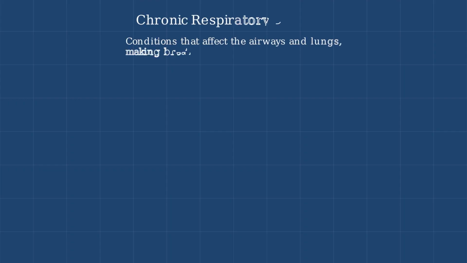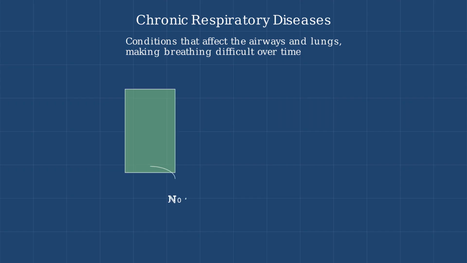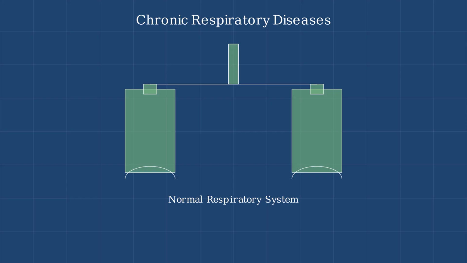Chronic respiratory diseases are long-term conditions that affect the airways and lungs, making breathing progressively more difficult. These diseases impact the respiratory system, which includes the airways, lungs, and the muscles that enable breathing.